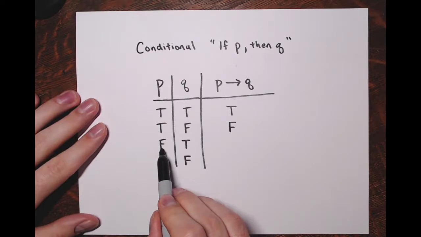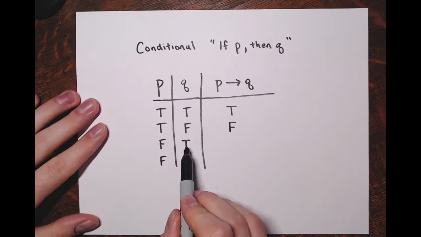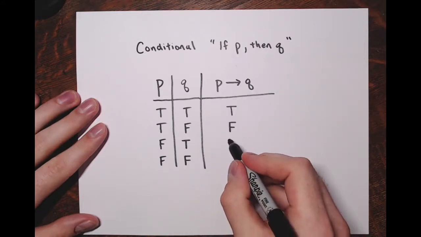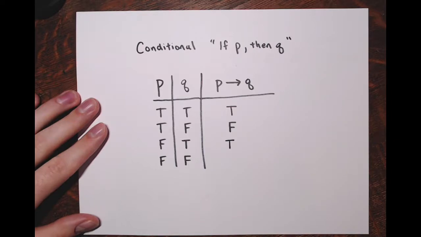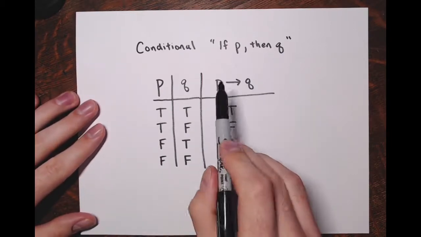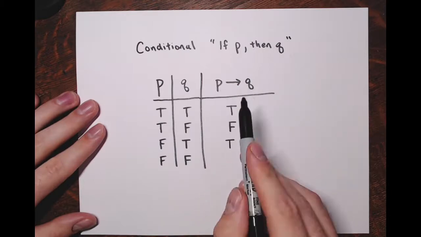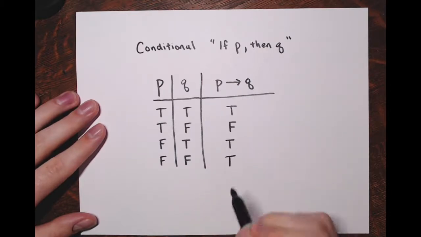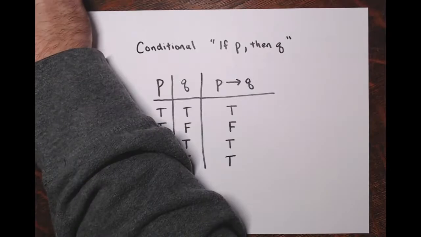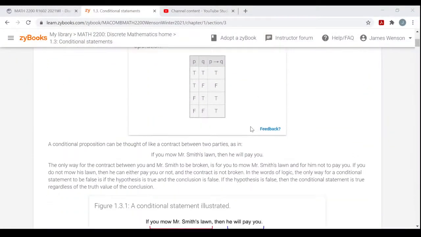If the hypothesis is false and the conclusion is true, then the conditional statement if P then Q is considered a true statement. And if the hypothesis is false and the conclusion is false, this might be the trickier sounding one, then the conditional statement if P then Q is considered a true statement. All right, so again, why is that? All right, so let's move on. So you got that here.